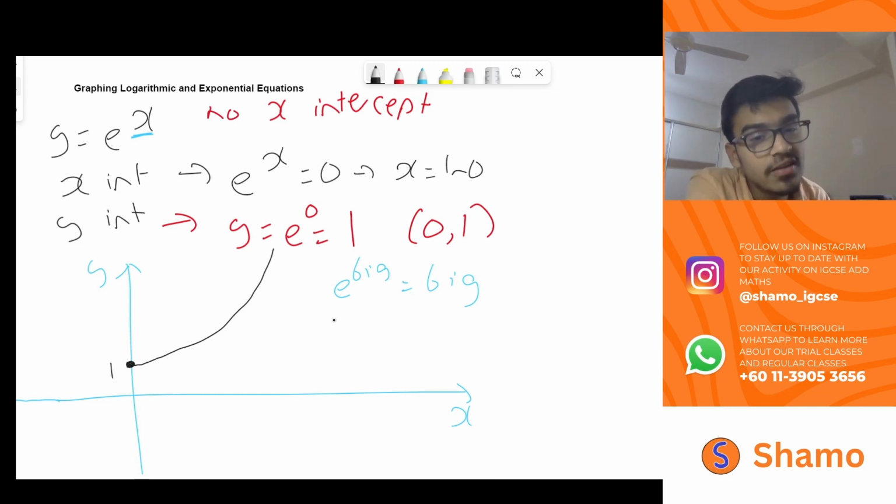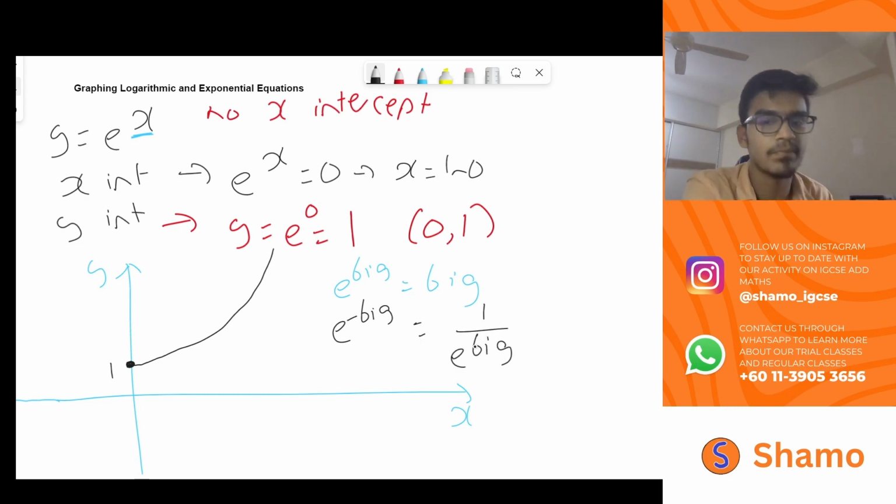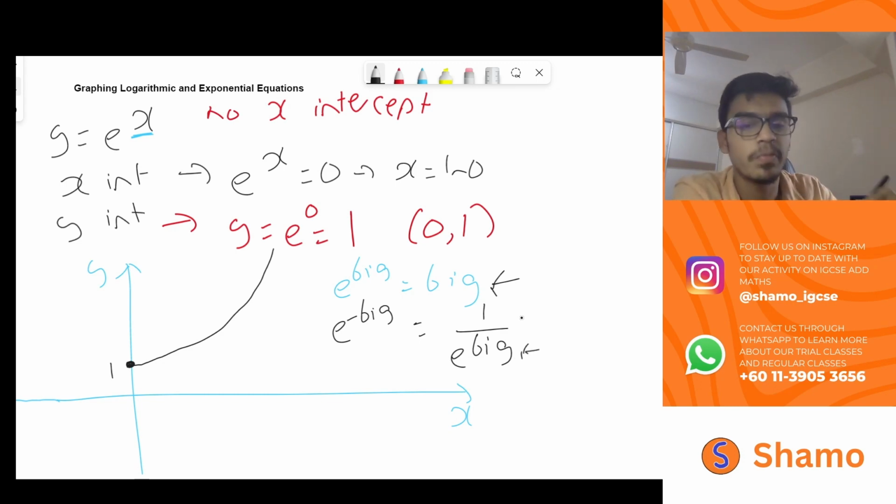As x approaches a big negative value, like e to the power negative big, you can think about it. We should know from exponents that's equal to 1 over e to the power big. Okay? And we just discussed e to the power big is a big number. So 1 divided by a big number, it's a small number, right? So as x is becoming more and more negative, this e to the power big is becoming bigger and bigger, so 1 over e to the power big is becoming smaller and smaller.